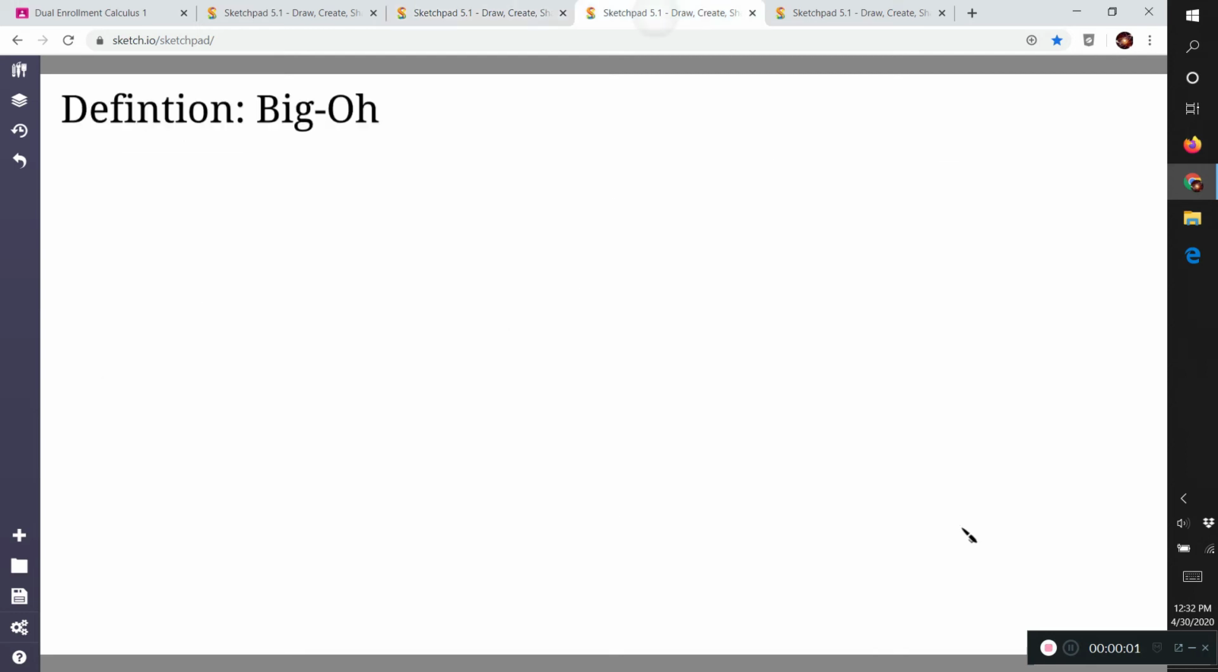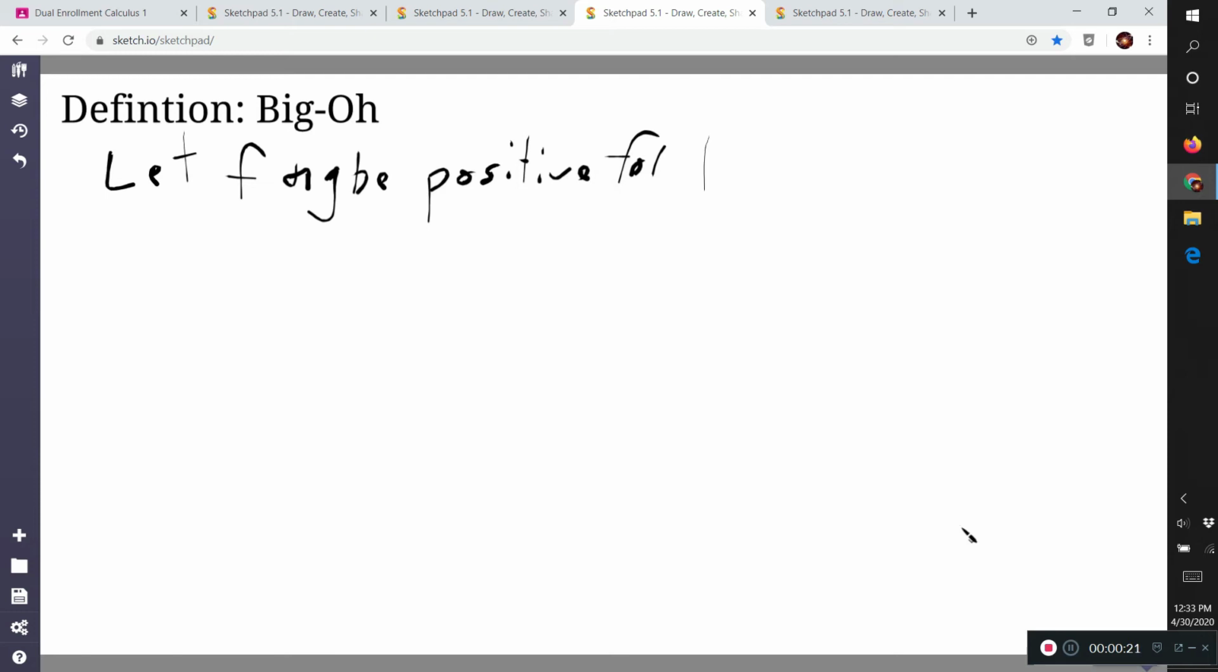So there's another form called big O notation. So let's get a definition of that. Let f and g be positive for large x's. And that again is just handling the fact that for small numbers around 0 or negative numbers, they could be doing who knows what. But once x gets sufficiently large, they are positive. And that's important.